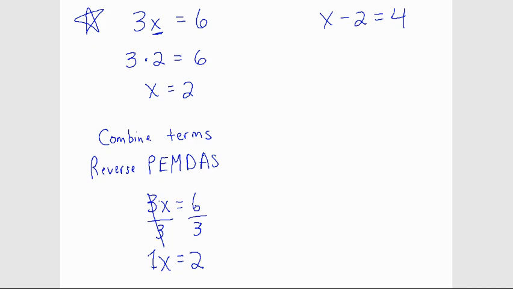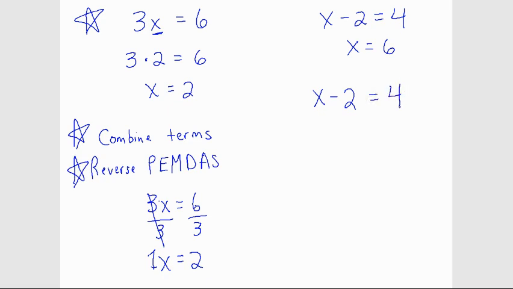So for the second example, I look at the problem x minus 2 equals 4. And again, we could probably do this in our head. Something minus 2 equals 4. Well, the number that when I subtract 2 gives me 4 is 6. So I know that I'm going to get x equals 6 from this problem. However, let's remember our two rules: combine like terms and reverse order of operations, to try and create a mindset for how we can solve these types of problems.